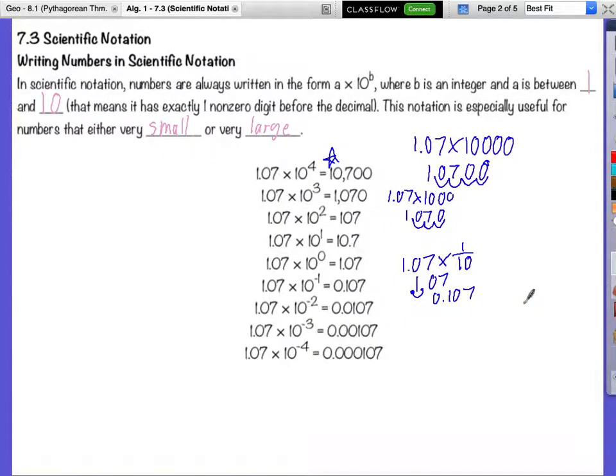With the power of negative 2, you move it over 2 to the left. Power of negative 3, you move it over 3 to the left. 1, 2, 3 to the left. Power of negative 4, you move it over 4 to the left.